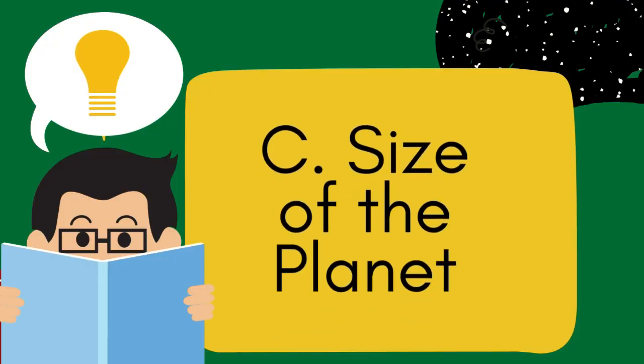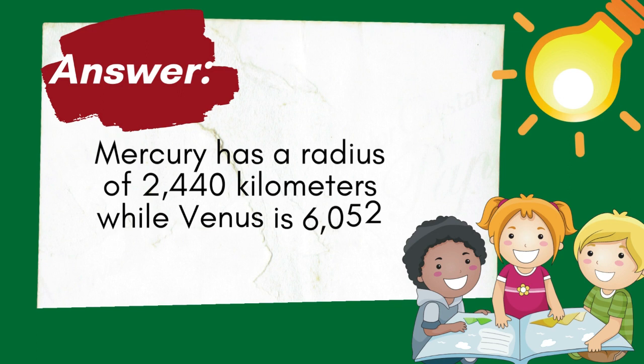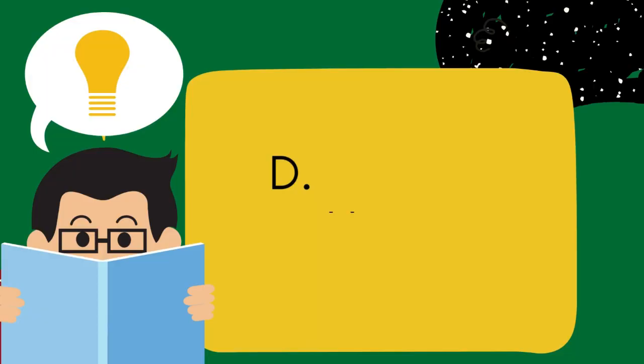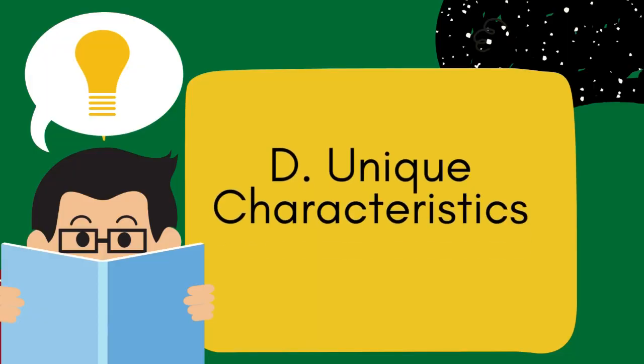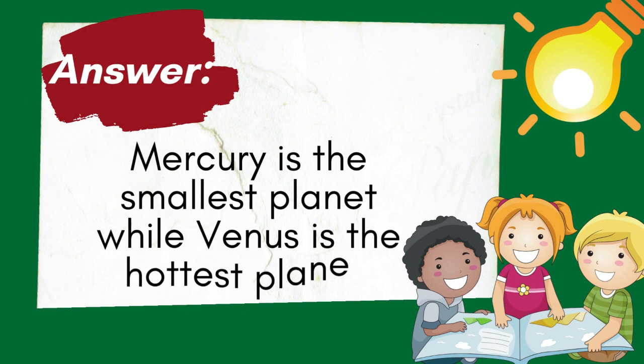Letter C, size of the planet. Our answer will be, Mercury has a radius of 2,440 kilometers, while Venus is 6,052 kilometers. So, Venus is bigger. Letter D, unique characteristics. Our answer will be, Mercury is the smallest planet, while Venus is the hottest planet.